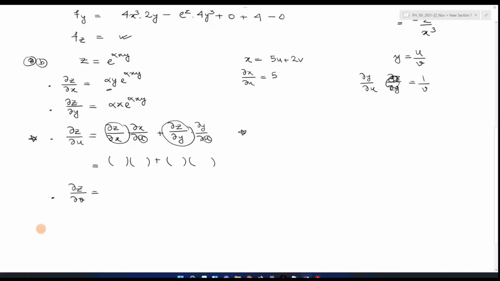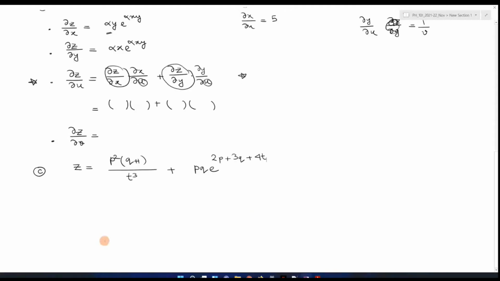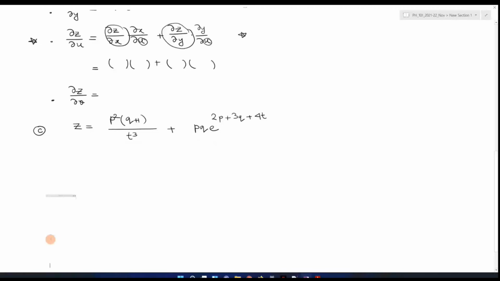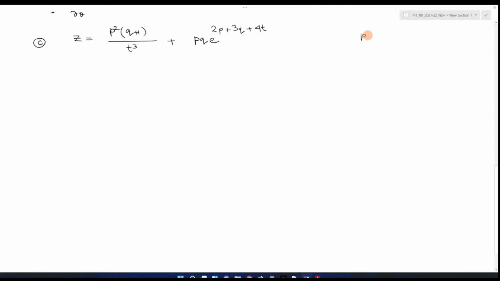Okay, next, C. Third problem is given as z is equal to p square q plus 1 divided by t cube plus pq e to the power 2p plus 3q plus 4t. And given that p and q are actually functions of time. So p is a function of time and q is also a function of time. We are supposed to find what is z dot.